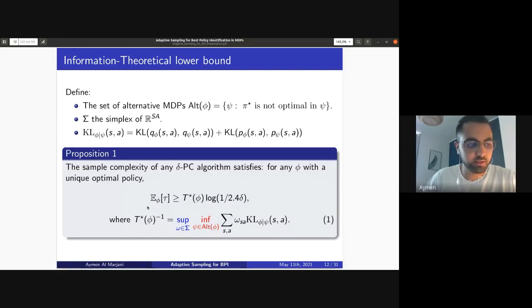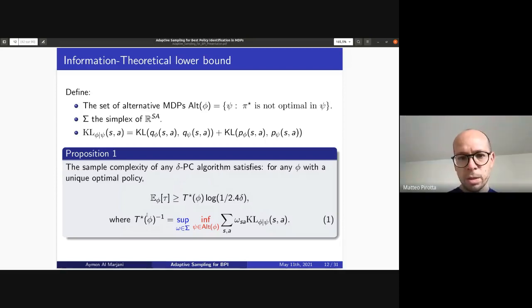Yes, so this characteristic time might seem odd a bit for people who are not familiar with the change of measure. So one common interpretation of it is that it can be seen as a two-player zero-sum game between your algorithm and nature. So your algorithm, which is the blue here, chooses a sampling strategy, omega, in the simplex, and nature will pick an alternative instance, psi, which is hard to distinguish from phi under this sampling strategy. So for a fixed sampling strategy, omega, nature will try to pick the most difficult alternative instance to distinguish statistically from phi. And so your algorithm, in order to be delta correct, cannot stop unless it has gathered enough information to distinguish phi from all the alternative instances psi.